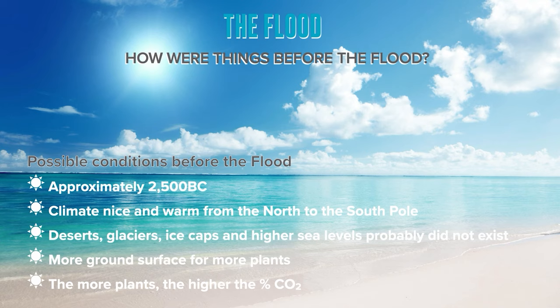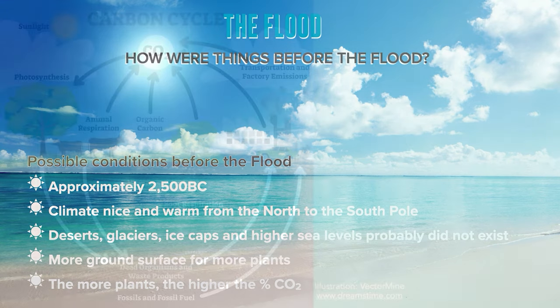It appears that the climate before the flood was nice and warm, all the way from the North Pole to the South Pole. This is mainly because deserts, glaciers, ice caps, and higher sea levels probably did not exist before the flood. This means that more ground surface was available for the growth of a much larger amount of plants than today. The higher number of plants on Earth before the flood would have caused higher levels of carbon dioxide, we abbreviate that as CO2, to be produced.